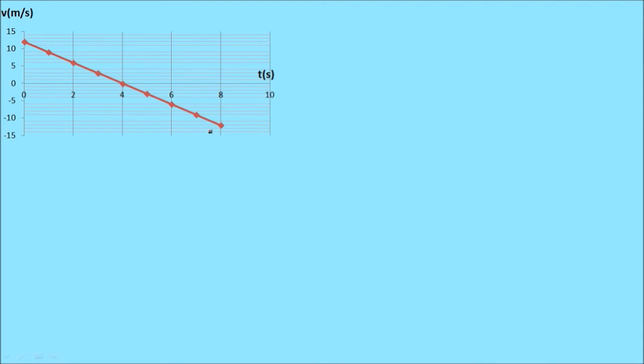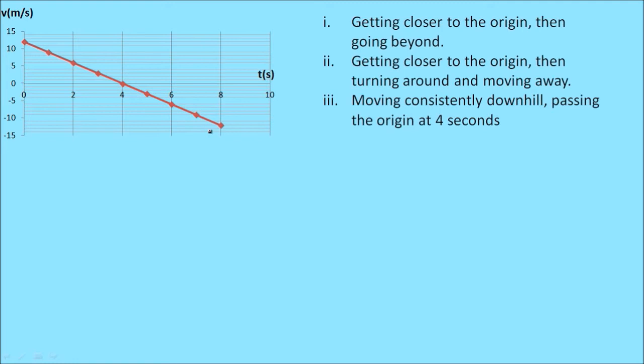Here's a nice little velocity time graph, and I have a question for you to try to think about. Is this velocity time graph indicating an object that is 1, getting closer to the origin, then going beyond, 2, getting closer to the origin, then turning around and moving away, or 3, moving consistently downhill, passing the origin at 4 seconds? Or is it representing something else? Think about that. Choose one of these or choose your own answer. Maybe pause the video to think about it and then come back.